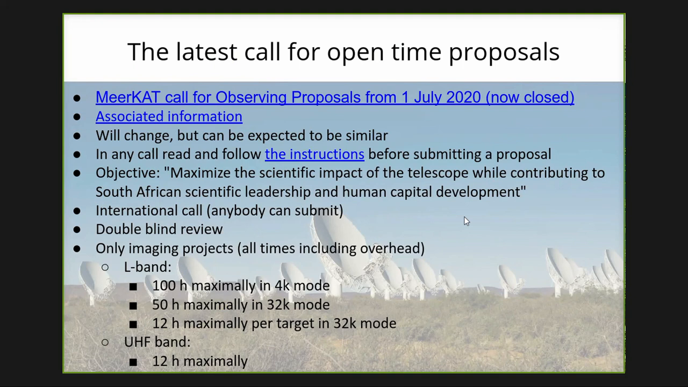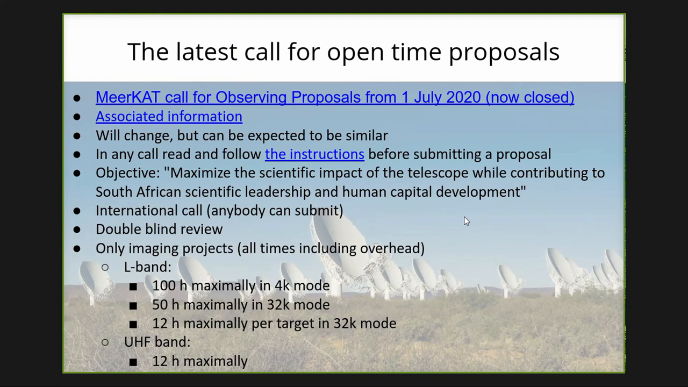The latest call had the objective to maximize the scientific impact of the telescope while contributing to South African scientific leadership and human capital development. See, all the aspects of optimizing telescope usage are somehow convolved in there. So if you read the call, then you will find more details about what this sentence actually means.